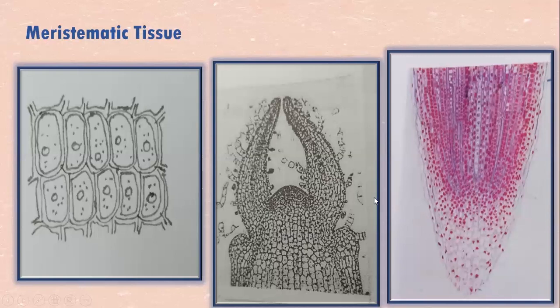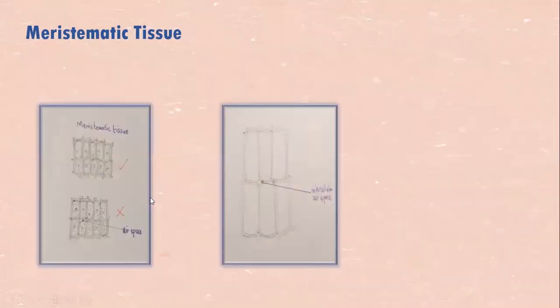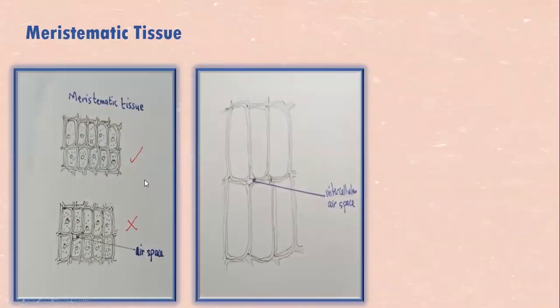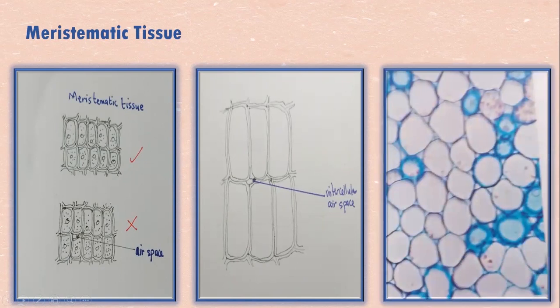That is meristematic tissue. No intercellular spaces. So if you draw a meristematic tissue, this is right. This is not it, because there's an intercellular air space here, which is not found in meristematic tissue. So if you see a tissue like this with an intercellular air space, it is not a meristematic tissue.